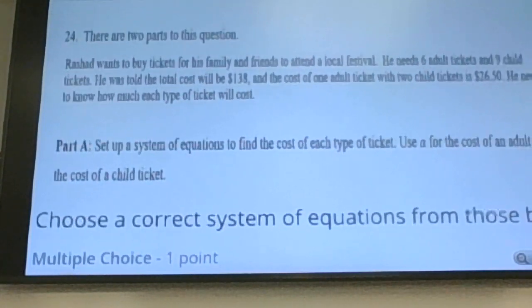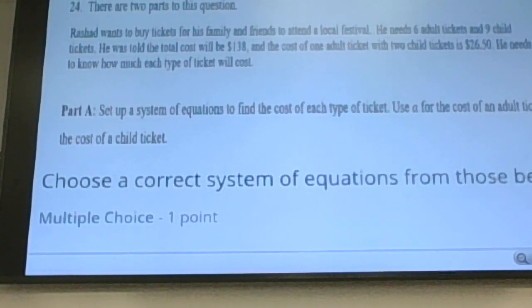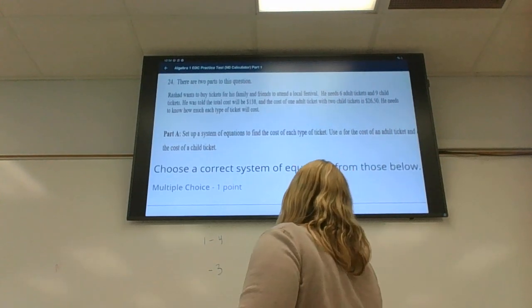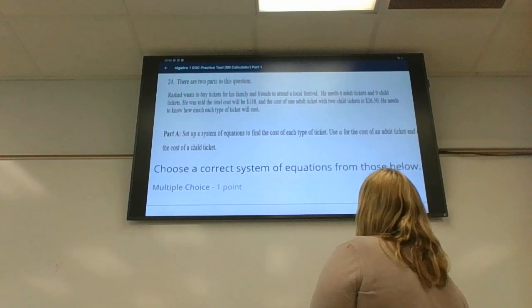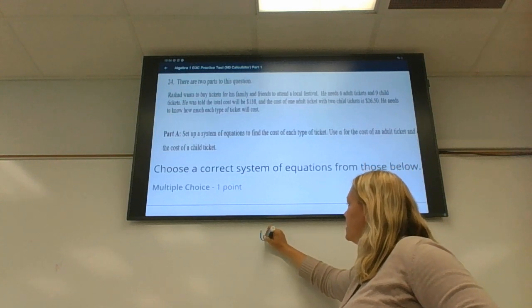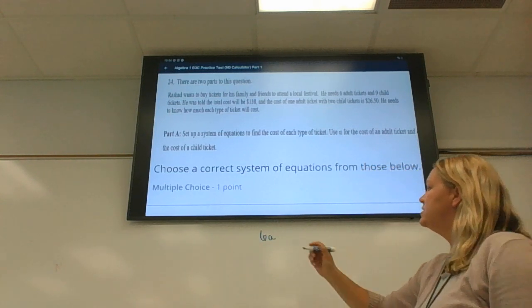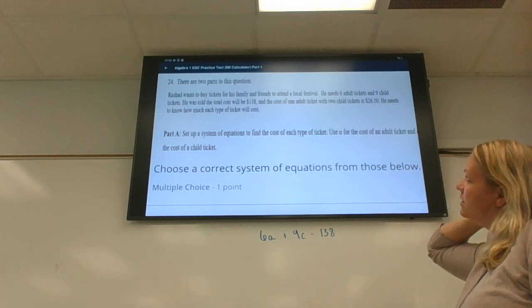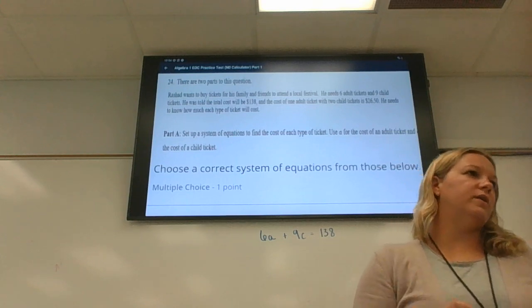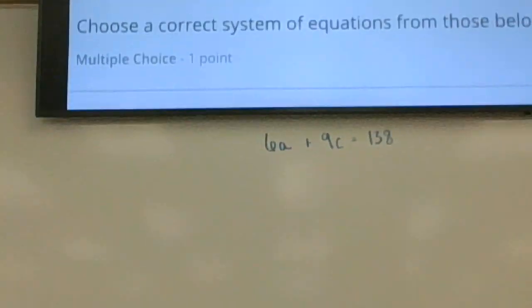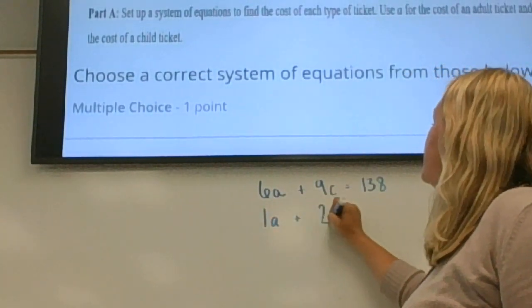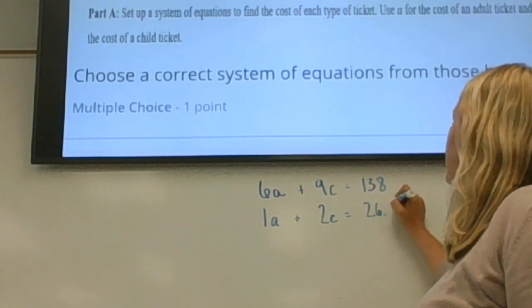Okay. 2 parts to this question. Rashawn wants to buy tickets to the festival. 6 adult tickets, 6A is 138. Read a sentence, write an equation. Next, 1 adult ticket and 2 children tickets is $26.50.